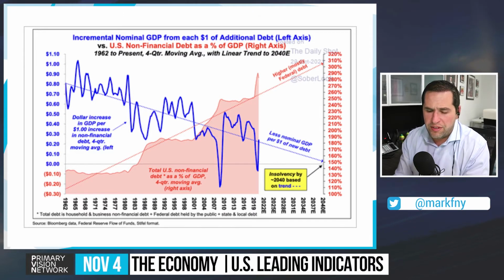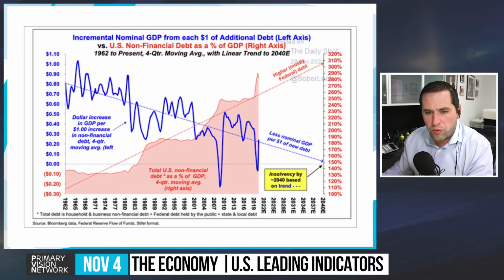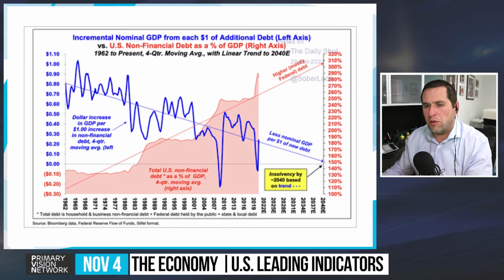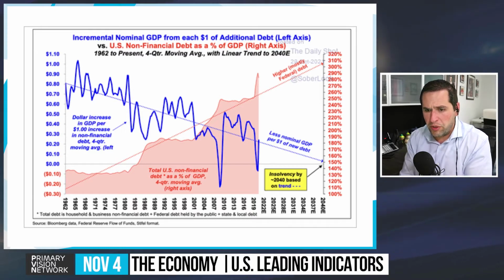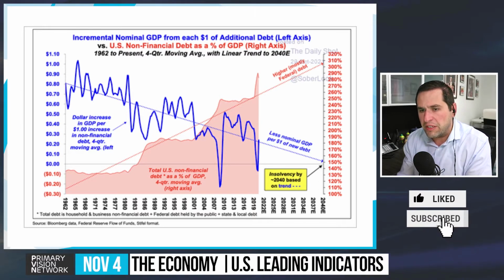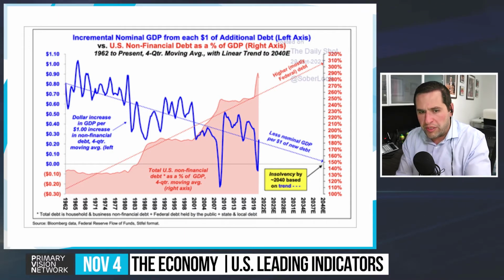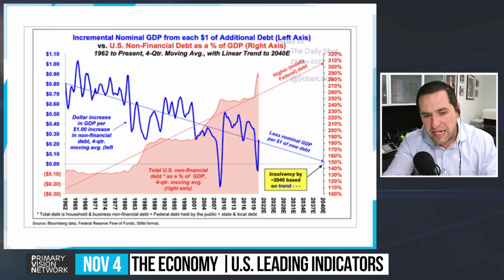So when we look at this, I think it's a great chart that I wish I could have made, because one of the things that we've been talking about is the law of diminishing returns. You have to look at what the incremental nominal GDP from each dollar of additional debt gives you. And that's when you see that downward trajectory, where dollar increase in GDP per dollar increase in non-financial debt, 4-quarter moving average. So you get an idea since 1962 what that additional value has purchased.